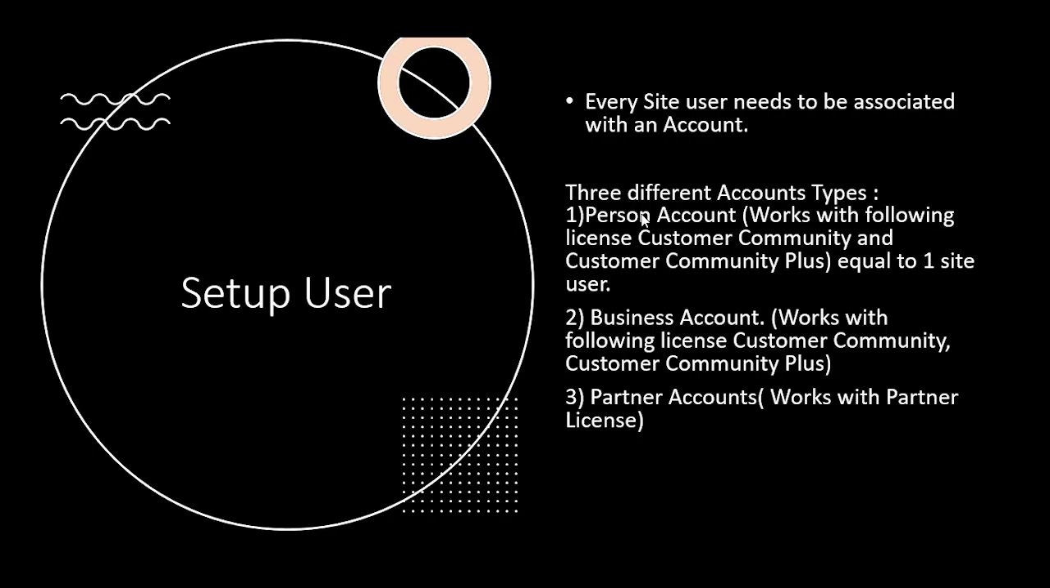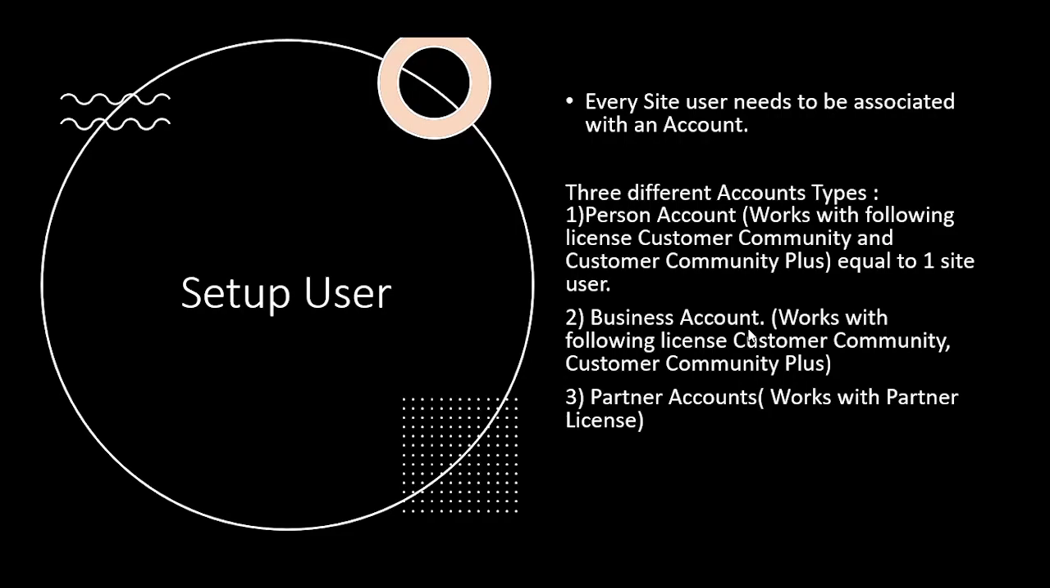A person account is like, for example, for AT&T, if they store my name as a person account because I am a customer for them, then it will work with my license, customer community and customer community plus, and it equals one site user. So one person account will be associated with one site user. Now, what is a business account?